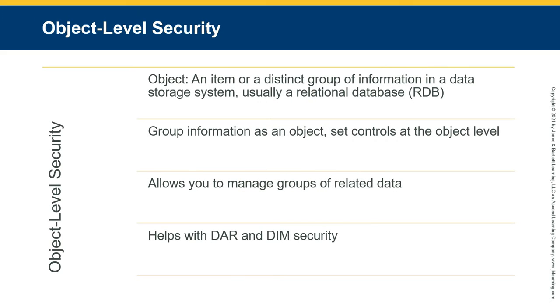Object level security. An object is an item or a distinct group of information in a data storage system, usually a relational database. Group information as an object. Set controls at the object level. This allows you to manage groups of related data. It helps with DAR and DIM security.